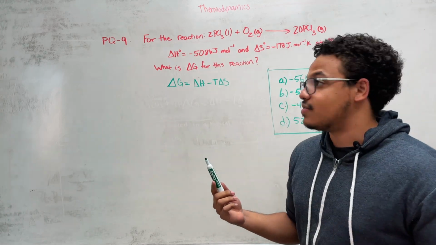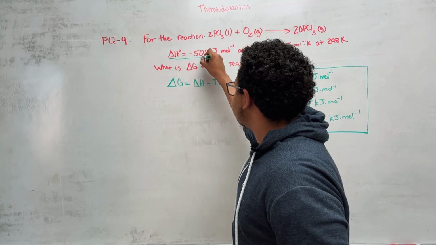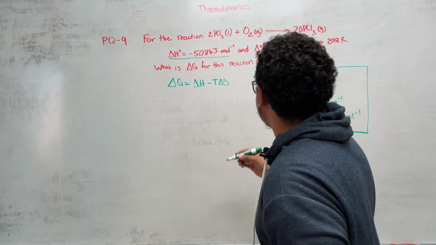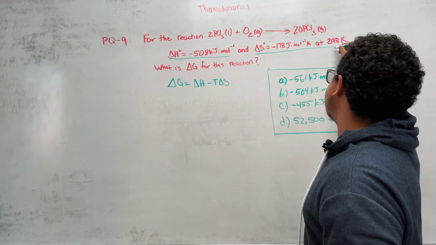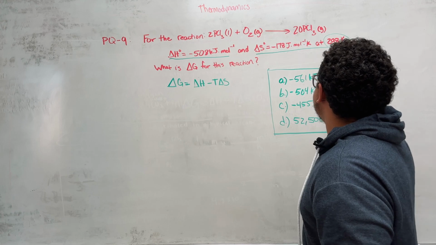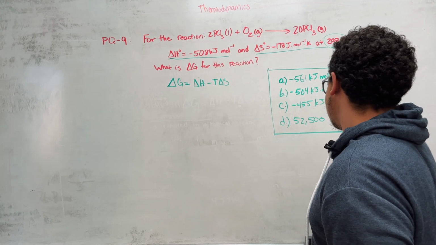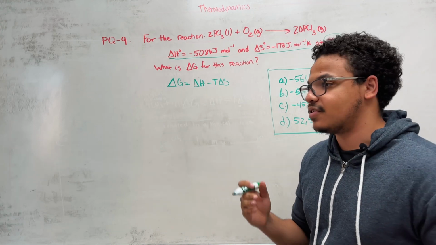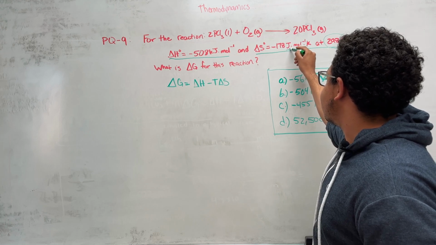What are we given? Well, we're given the change in enthalpy, or delta H, and we're given the change in entropy, or the change in S, and we're given the temperature. And they were nice here, and they gave it to you. They gave you the temperature in Kelvin, so you don't have to convert from Celsius to Kelvin. But we do have to convert this into kilojoules.